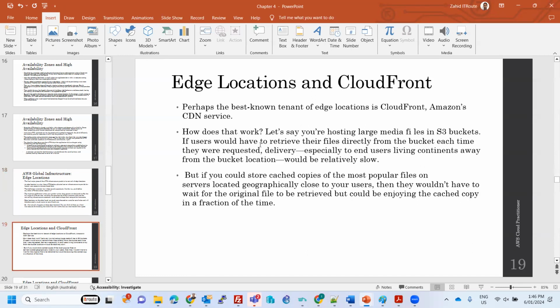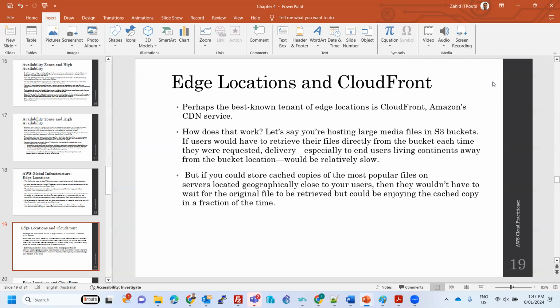Edge locations and CloudFront. Perhaps the best known tenant of the edge location is CloudFront, Amazon's CDN service. How it works: let's say you are hosting large media files in S3 buckets. If users would have to retrieve their files directly from the bucket each time they are requested, especially delivery to end users living continents away from the bucket locations, it will be slow. But if you could store a cached copy of the most popular files in a server located geographically close to your user, then it will be faster, right?